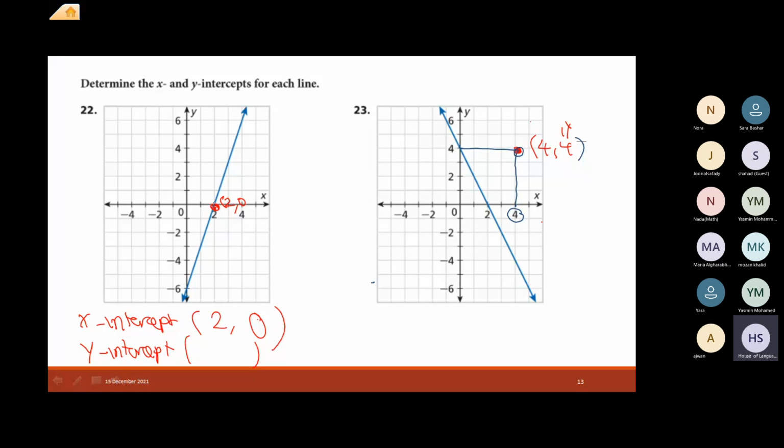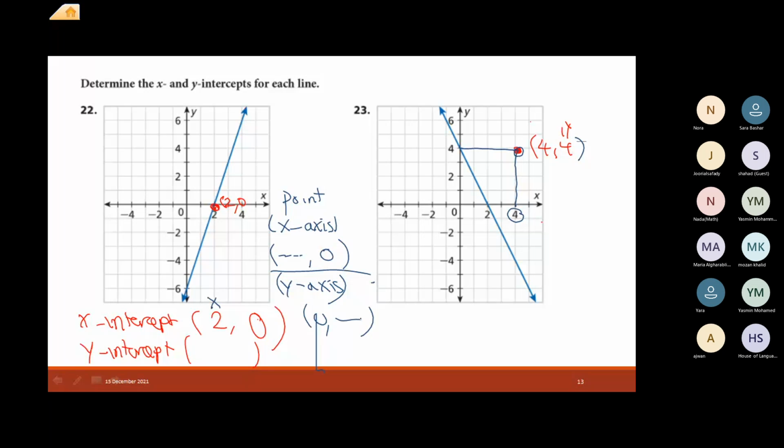This line, where does it cut the x-axis? At 2. So that means x is 2. Remember that if a point is on the x-axis, that means y is 0. If it is a point on the y-axis, the coordinate will be x is 0.